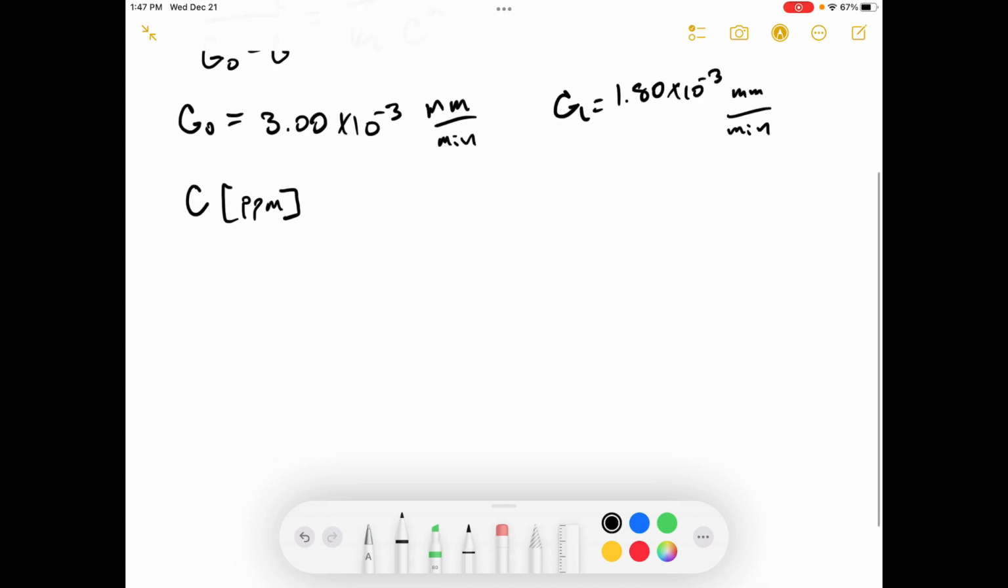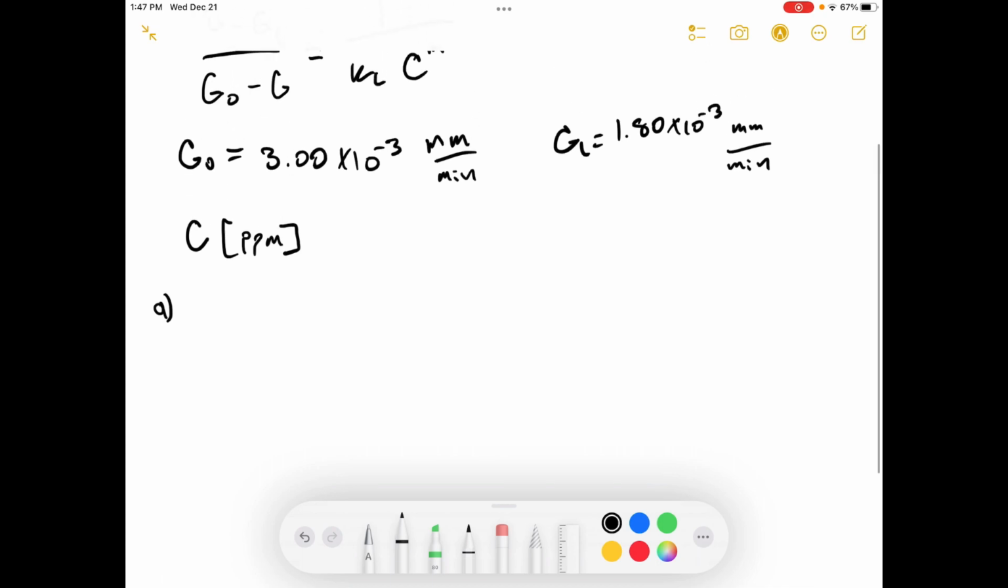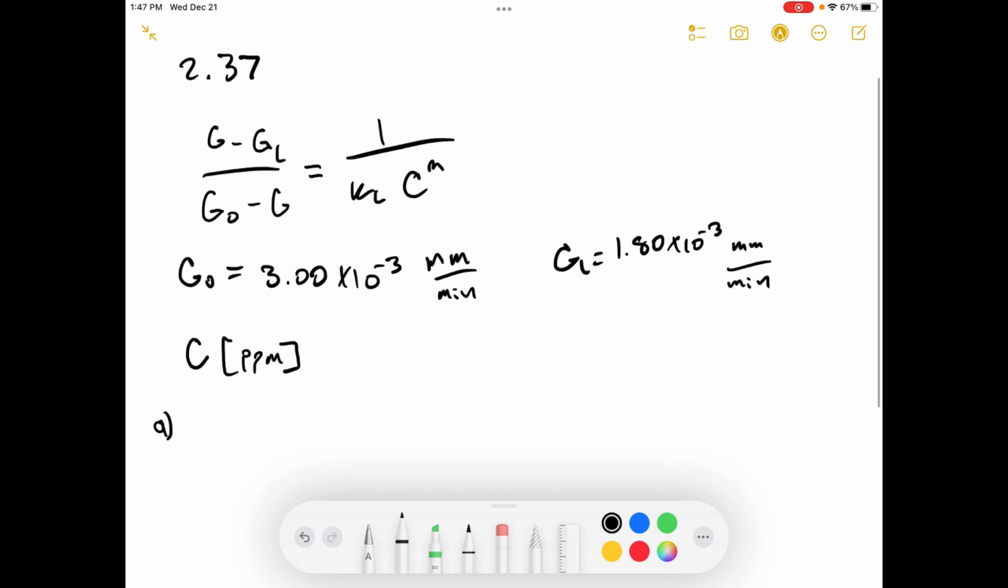So for part A, we want to determine KL and M, giving both numerical values and units. In order to do this, we need to change our model. We'll change it into a linear model, and then from there, we'll calculate what KL and M are by putting those into our parameters.